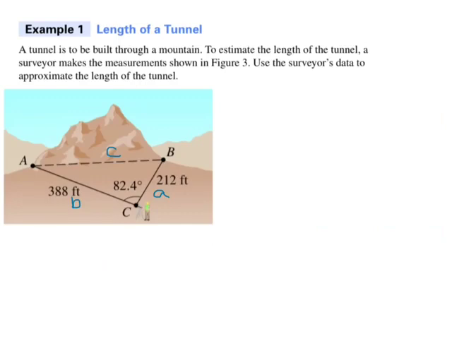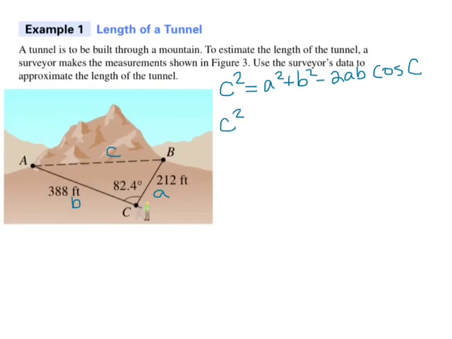Okay, so let's go ahead and write out the law of cosines that we're going to use. So it says C squared equals A squared plus B squared minus 2AB cosine of angle C. Alright, perfect. Now all I have to do is plug in my information.